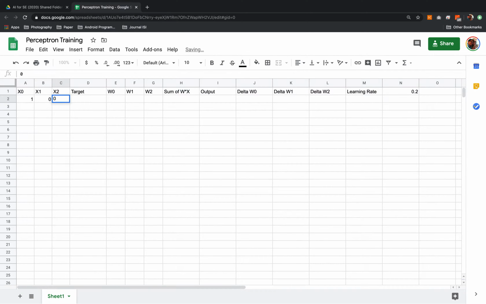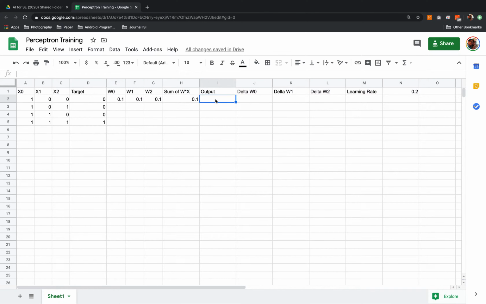So this is a starting 1 0 1, right? 1 1 0 and 1 1 1. The target is negative, negative, negative, and this is the positive class, sorry. And we start with 0.1, 0.1, 0.1. So the sum of w times x is x0 times w0 plus x1 times w1 plus x2 times w2, right?